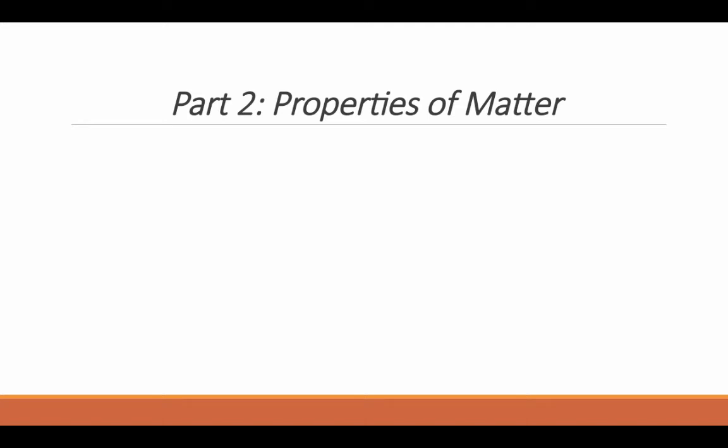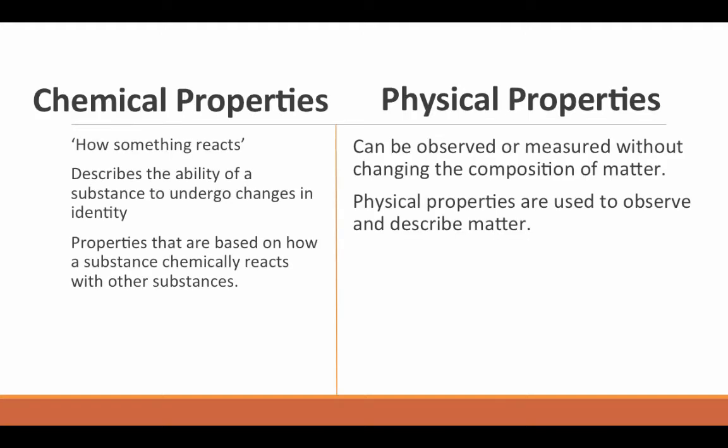Part 2 of classifying matter, we're going to talk about the properties of matter. Properties of matter really need to be broken down into two distinct categories, chemical properties and physical properties. Chemical properties are basically how something is going to react. It's our ability to predict what's going to happen and the properties that are associated with that reaction.